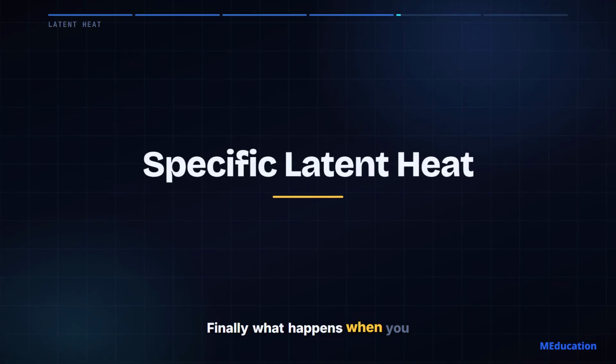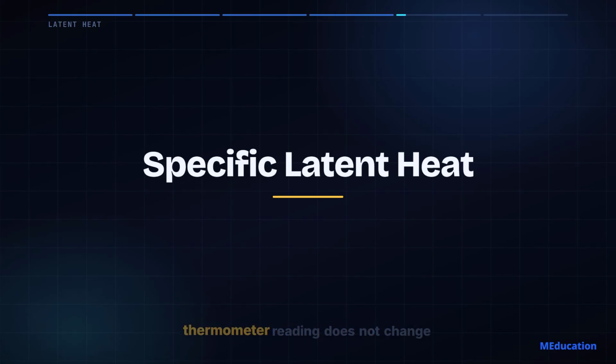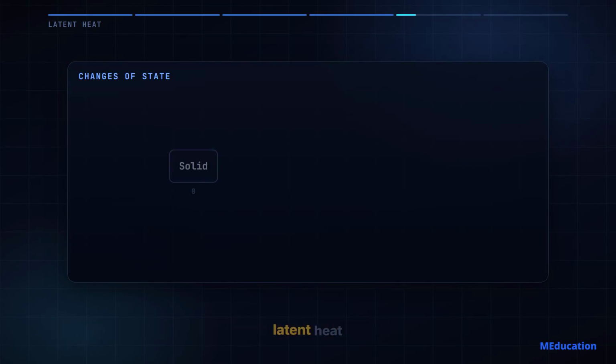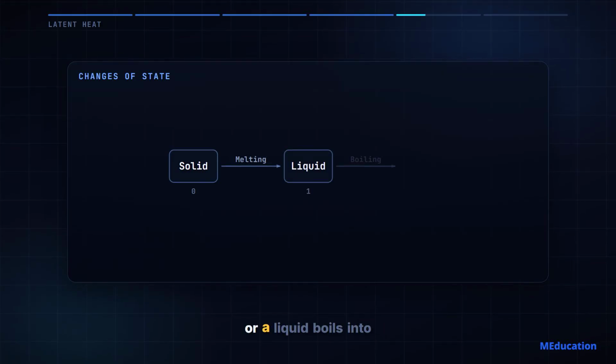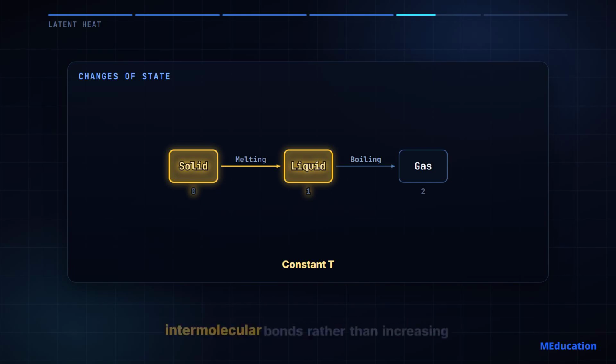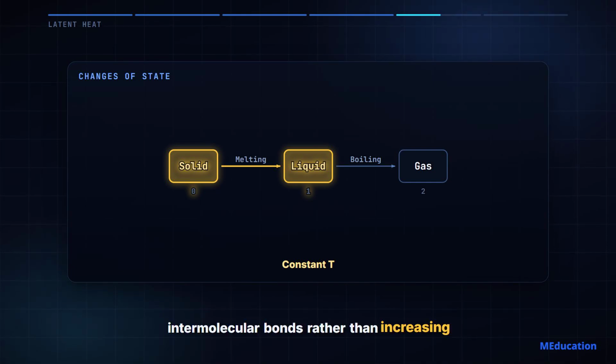Finally, what happens when you heat a substance but its thermometer reading does not change? This brings us to specific latent heat. When a solid melts into a liquid or a liquid boils into a gas, the thermal energy supplied breaks intermolecular bonds rather than increasing molecular speed. The temperature stays completely flat.